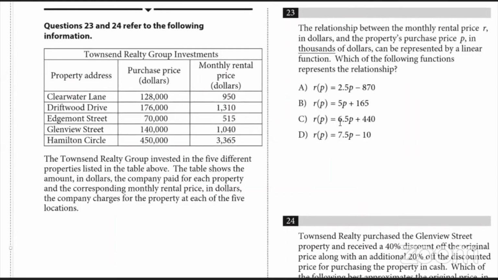The relationship between the monthly rental price and the property purchase price in thousands of dollars. So right now, the most critical thing I'm seeing is that they're speaking in thousands. So that means that our X values are going to be missing these 3 zeros. So for instance, Glenview is 140 because we're talking in thousands. It's 140 in thousands, 140,000. So that's very critical, and not seeing that would cause you to get the wrong answer. So now that we have that, we can figure out our slope.